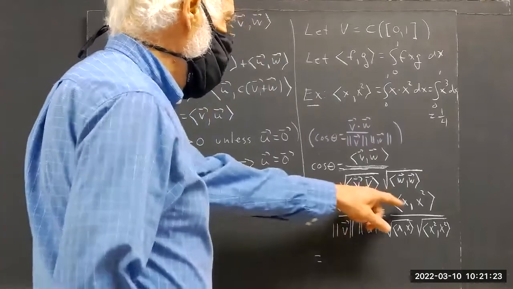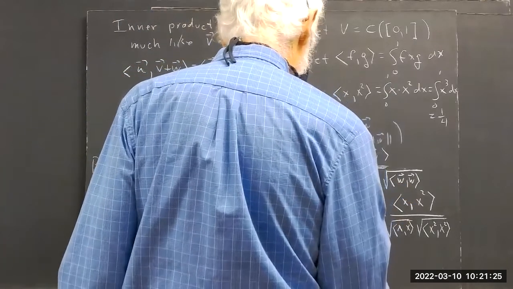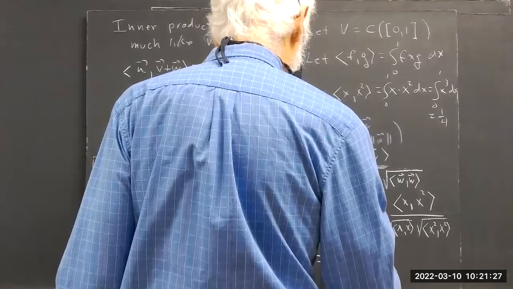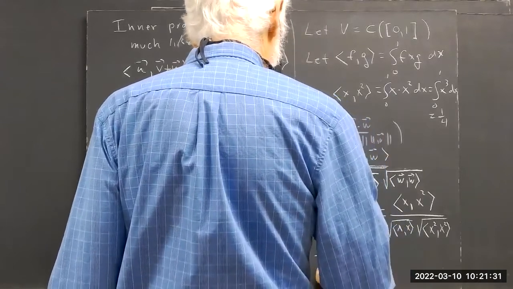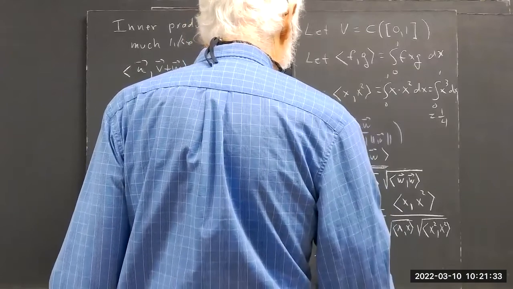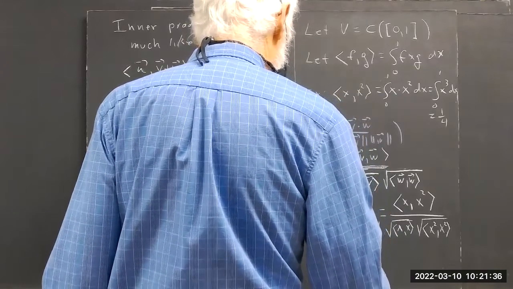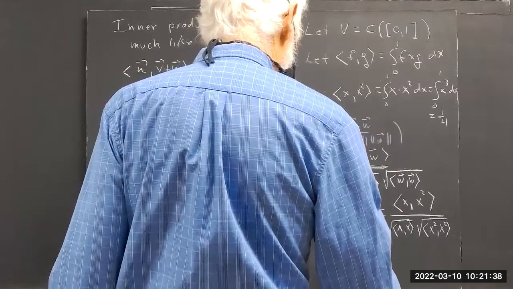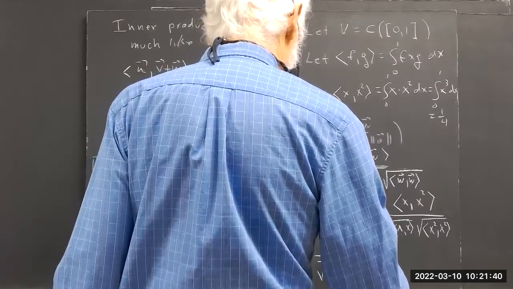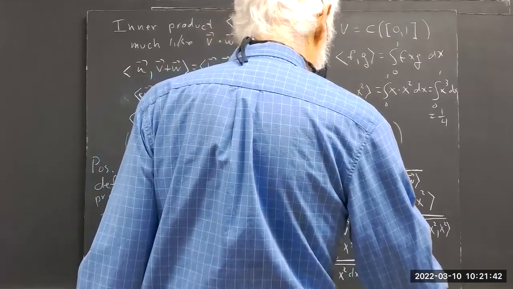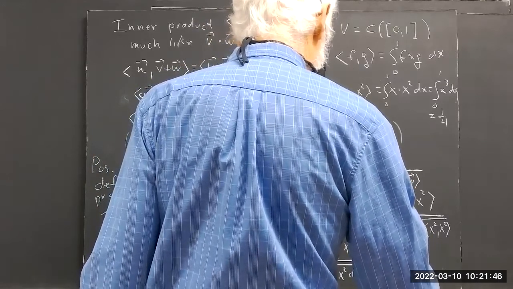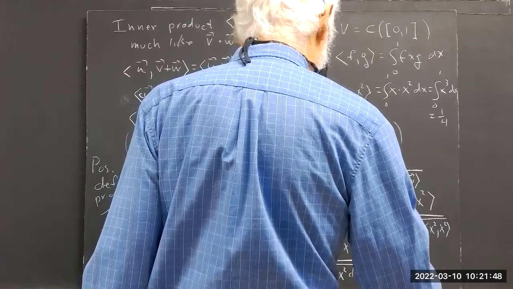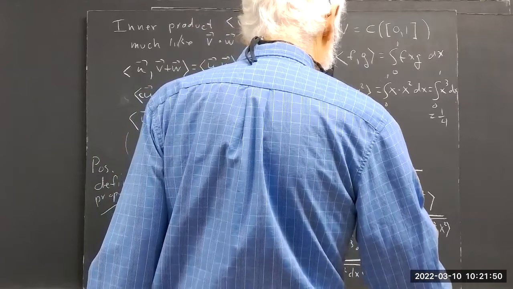Well, this is going to be the integral from 0 to 1 of x cubed dx. Then you're going to divide by the square root of the integral from 0 to 1 of x squared dx, and the square root of the integral from 0 to 1 of x to the 4th dx.